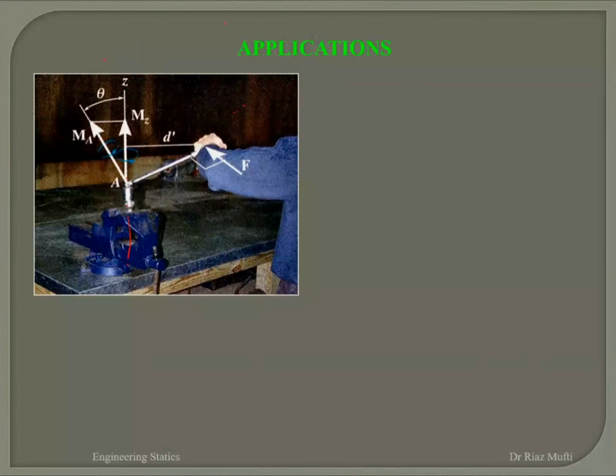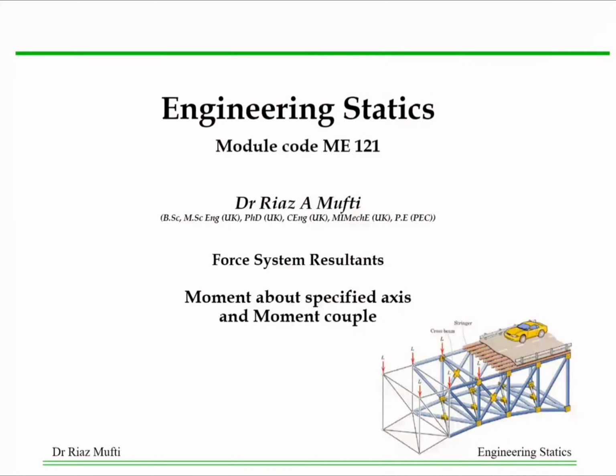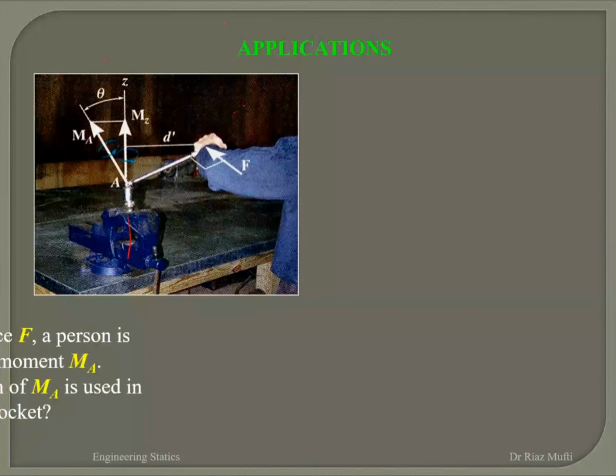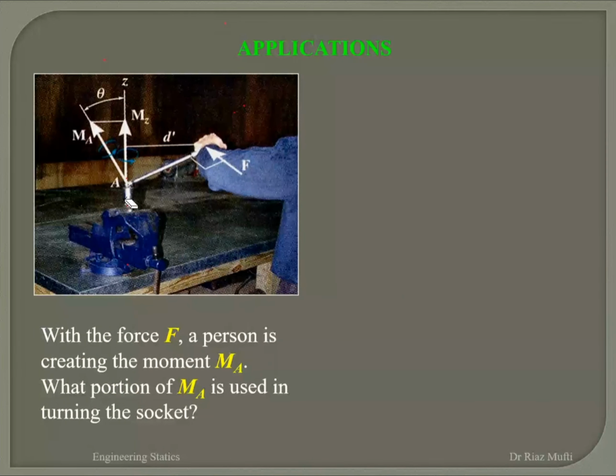So let's look at what it says here. With the force F, a person is creating a moment MA. So he's creating this moment. What portion of MA is used in turning the socket? So what portion of MA is useful in turning the socket? That is definitely this component here.